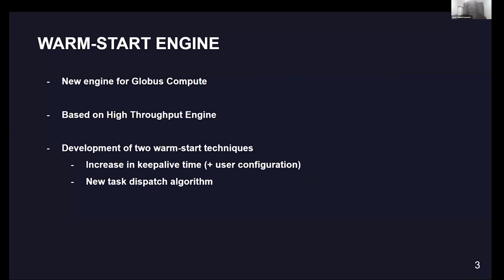And then our approach was to create a new engine for Globus Compute based on the high throughput one. And in this new engine, we implemented two warm start techniques. The first one was to increase the keep alive time of resources, which we also made user configurable. And we also created a new task dispatch algorithm.